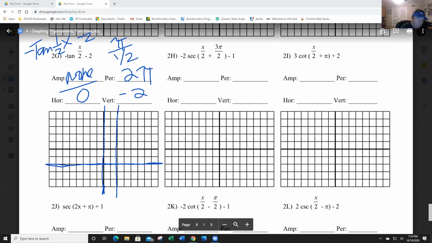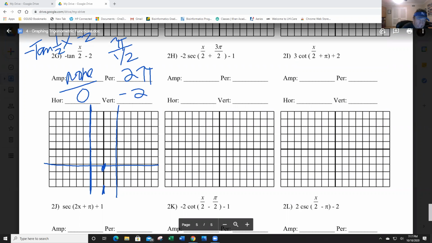Okay. Whoops. I don't want that middle line there. Let me erase that. Teacher error. Okay. So, I'm erasing too much now. What is going on? Okay, so negative 2. There we go. Okay, so I'm going to start right in the middle there.